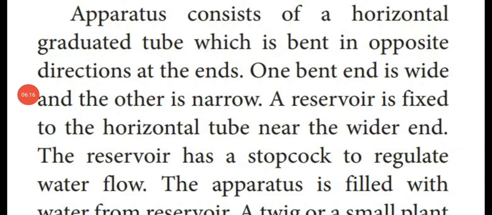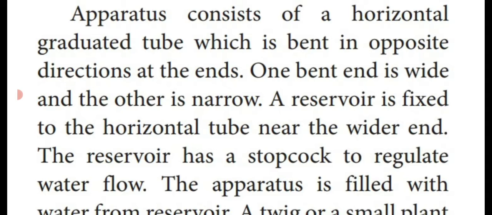See the paragraph. It explains the process of the Ganong's potometer experiment. The apparatus consists of a horizontal graduated tube which is bent in opposite directions at the ends. That means one side is bent upward and the other downward. One bent end is wide and the other is narrow. A water reservoir is fixed to the horizontal tube near the wider end.